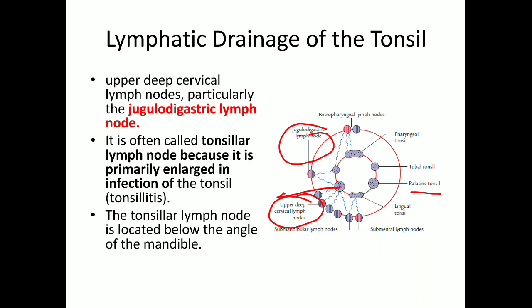So lymph node of the tonsil are jugulodigastric group of lymph node, and so they will be enlarged during inflammation of the tonsil. So in tonsillitis, the jugulodigastric group of the lymph node will be enlarged, and where they are located, they are present just below the angle of the mandible.